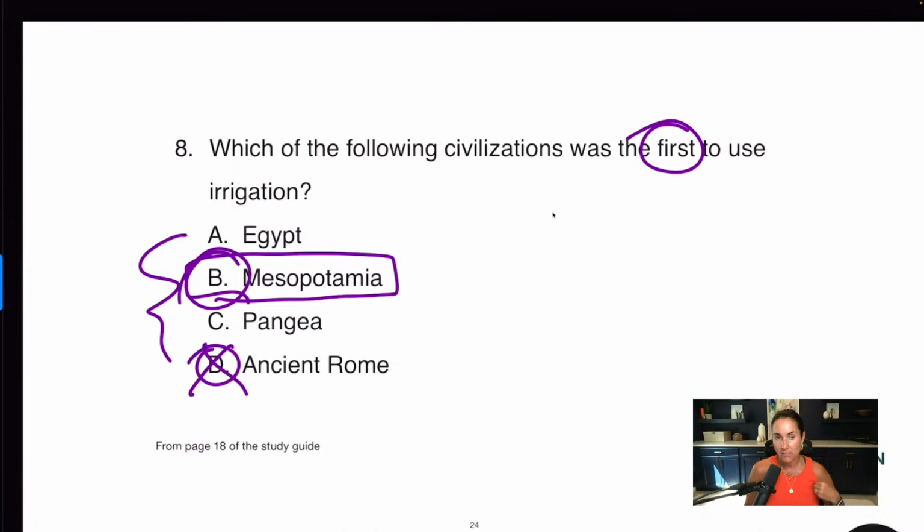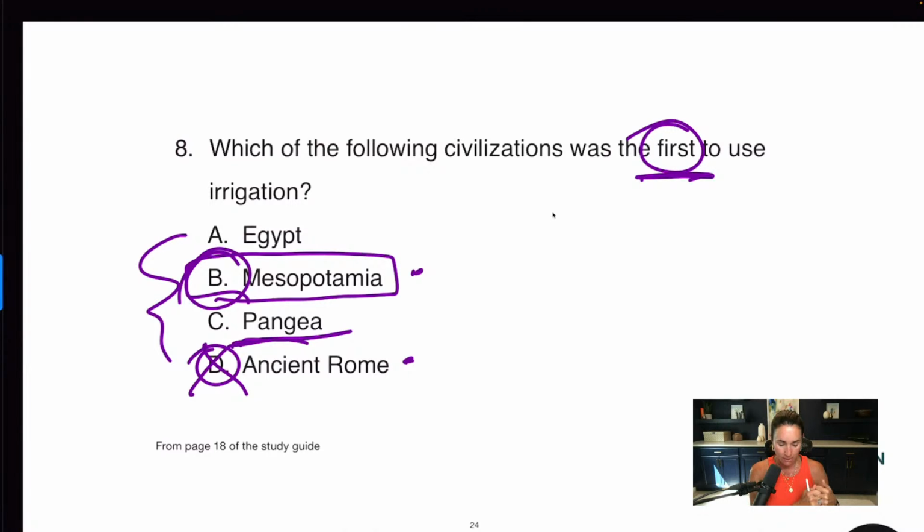I hate how they lump these together because sometimes it's not clear. If you see ancient Rome and Mesopotamia together, and it's about irrigation, make sure you see what they're asking you. If they're talking about the very first people to use it, Mesopotamia. If they're talking about the people who perfected it, it's going to be Rome. All right. And Pangaea is not a civilization. Pangaea was when the earth was all connected. All the continents were connected and then they broke apart. That's Pangaea, or continental drift.